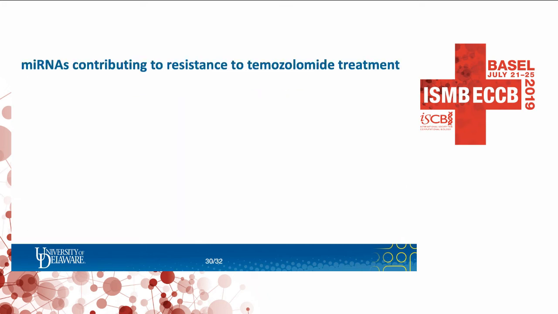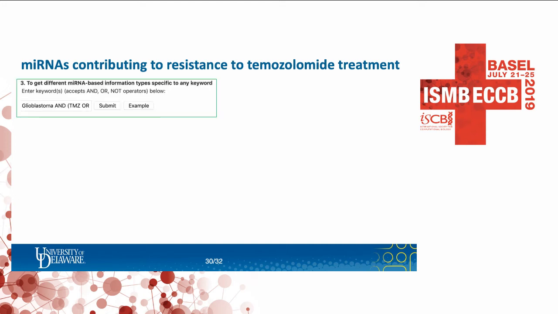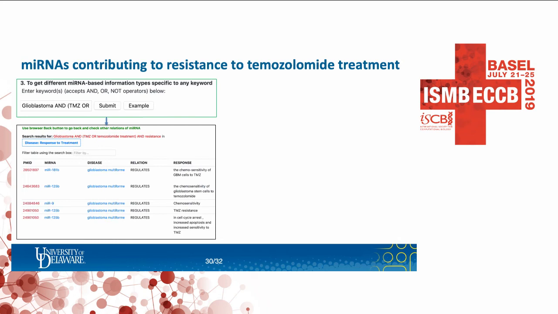Finally, in order to show you how we use the third kind of search in our interface, we decided to explore this question as to which microRNAs contribute to the resistance to temozolomide treatment, which is a drug used in chemotherapy. For this one, we use the third kind of input search, which is the keyword-centric. Here we enter glioblastoma and TMZ or temozolomide treatment. We come to a page that gives us a summary of all the entities. Then we narrow down our search to the disease response to treatment relation for those particular microRNAs.